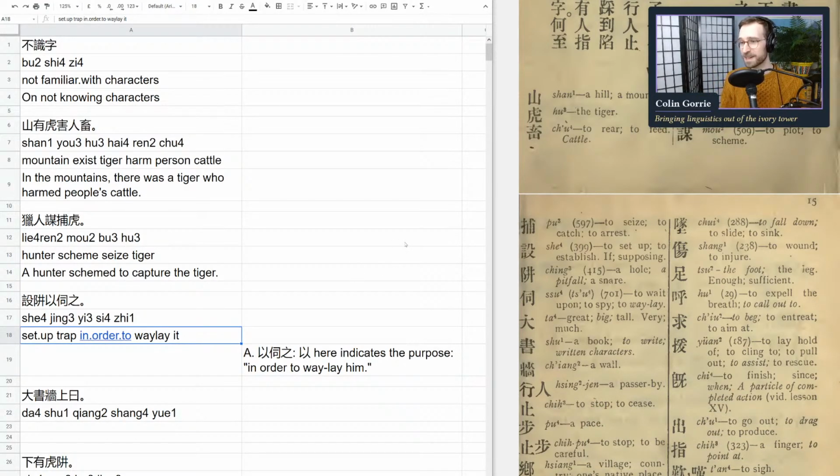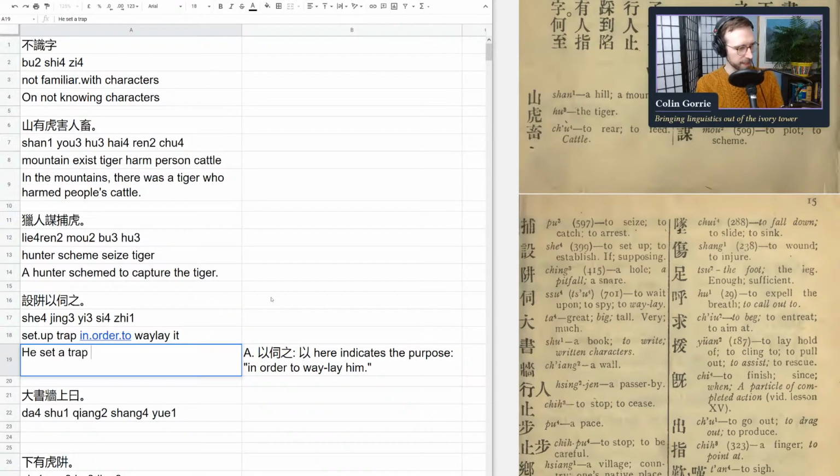Oh my goodness, I've been struggling with this issue of apostrophes because we want to mark stress, we're using apostrophes, and then suddenly Google Sheets interprets it in a different way. It's madness. Okay, so set up a trap in order to waylay it. So this hunter, we could just say he set up a trap, or he set a trap, I guess would be the better way of translating it, in order to, and I'm just going to keep waylay because I love it. And in fact, let's get in the spirit of things. To waylay. All right, next up.